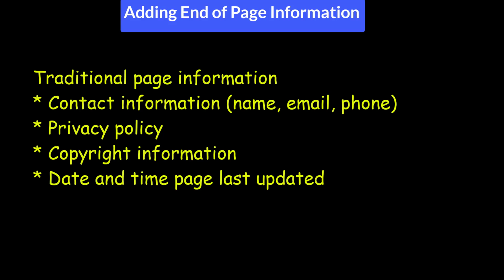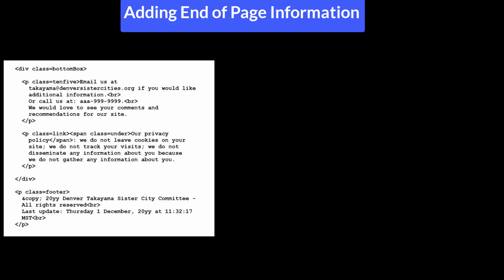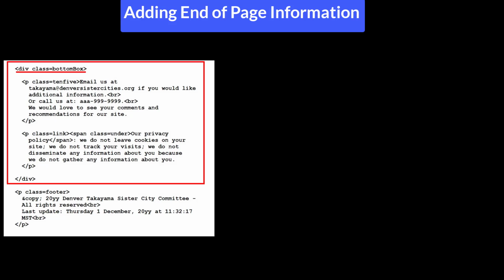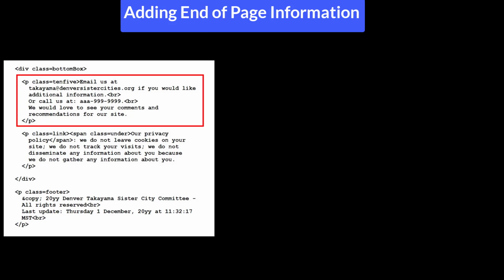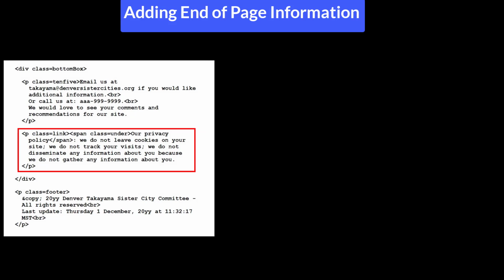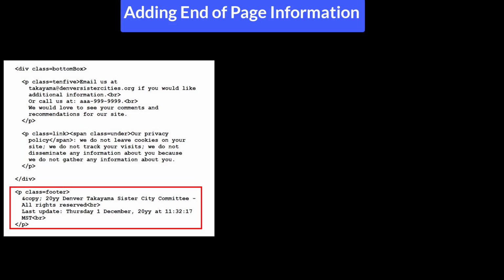I ended up putting the first two items in the same paragraph. And then, because I thought it looked professional, I put these in a box using a div tag. So div class equals bottom box, and then here's our first paragraph with request to email us, and the second paragraph, our privacy policy, and then the end of the div. And then here's our class for our footer, which is our copyright and the last date of update.